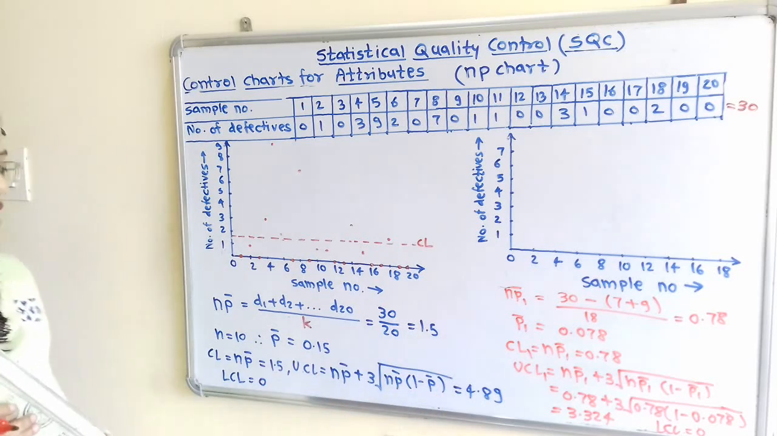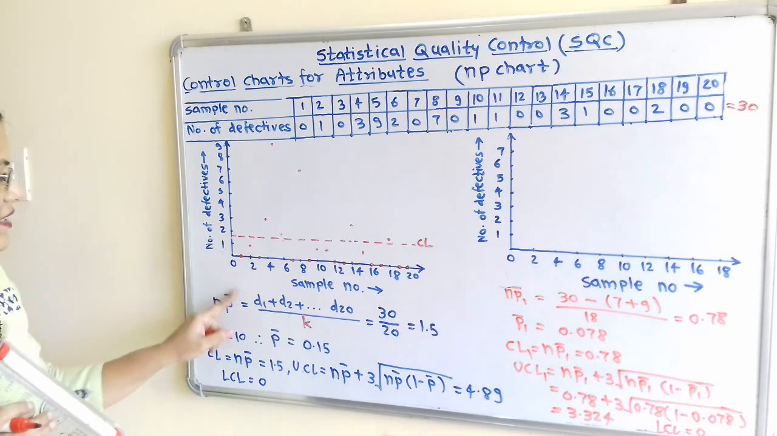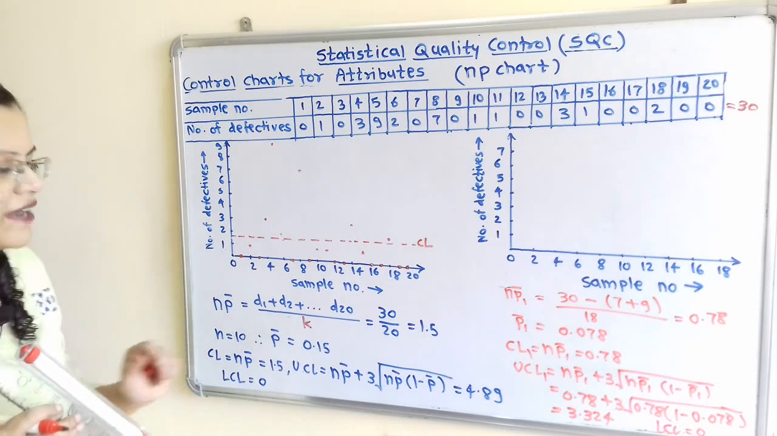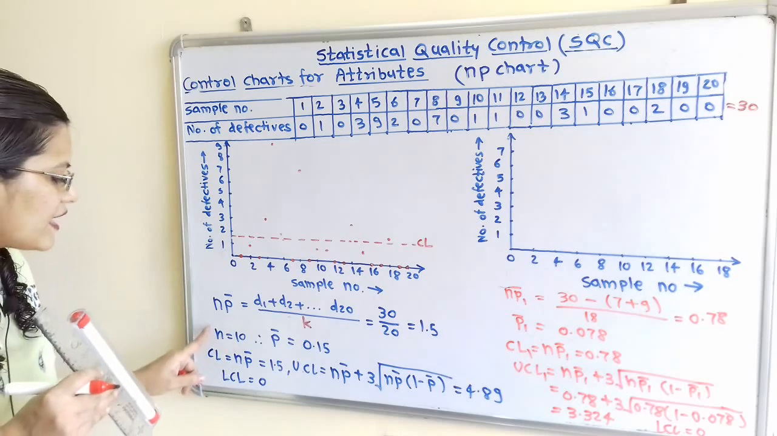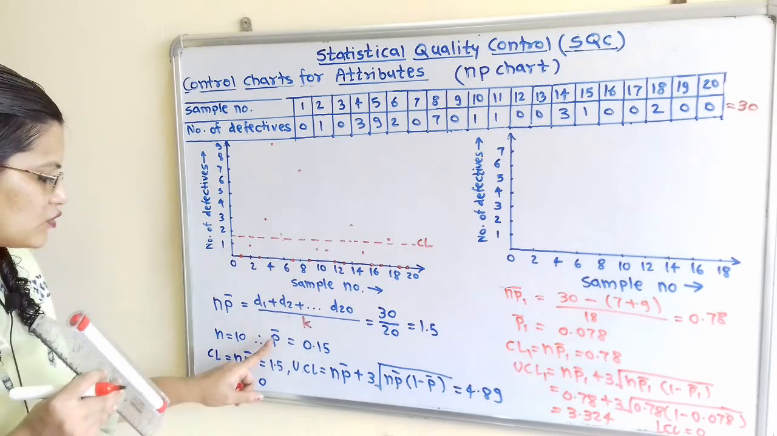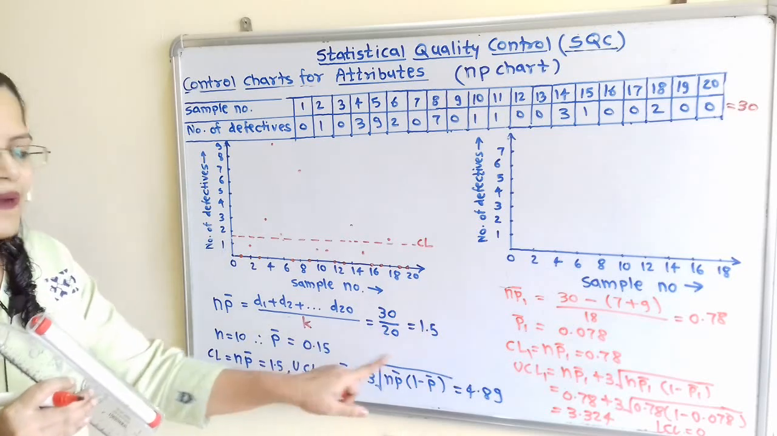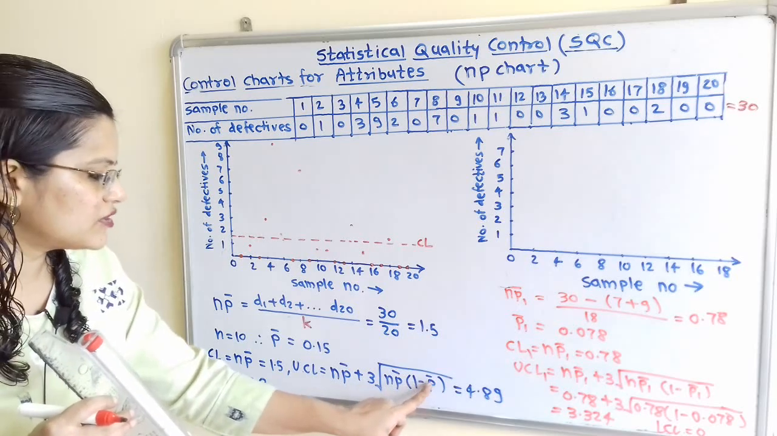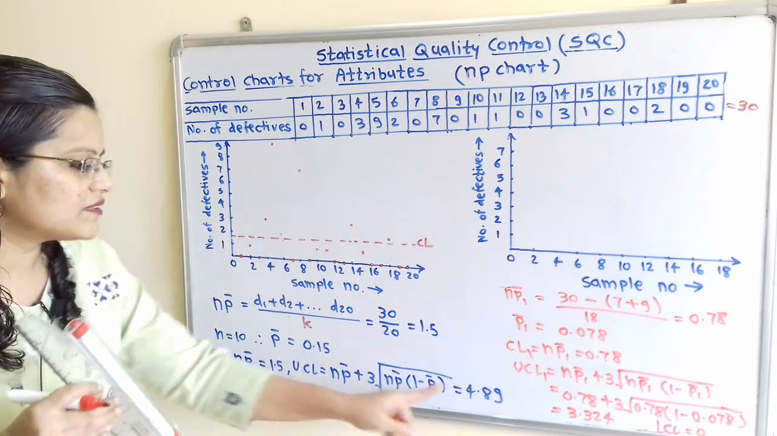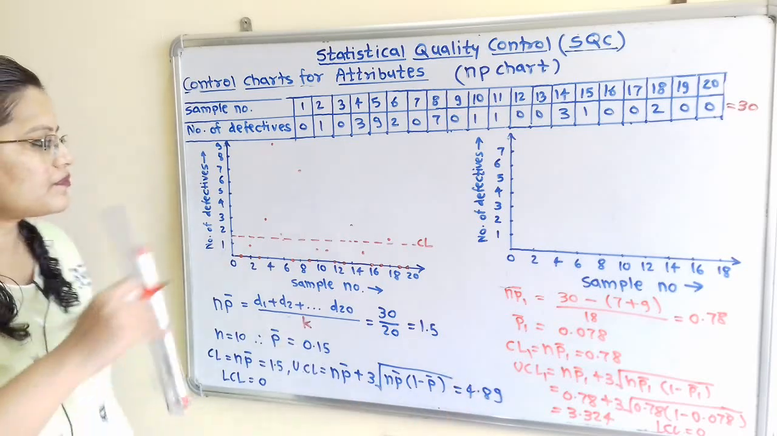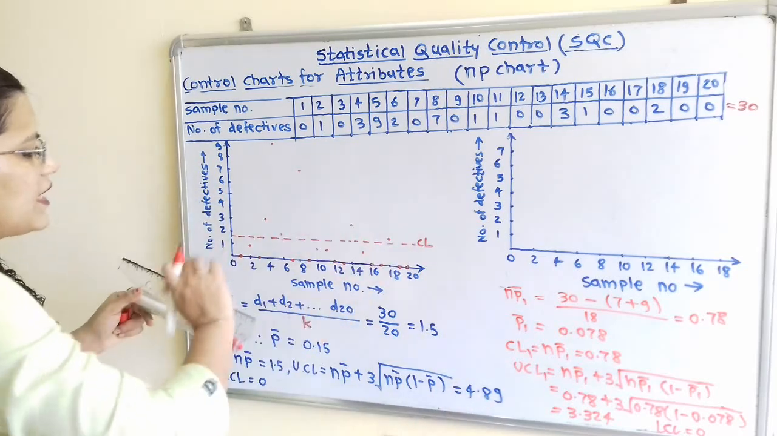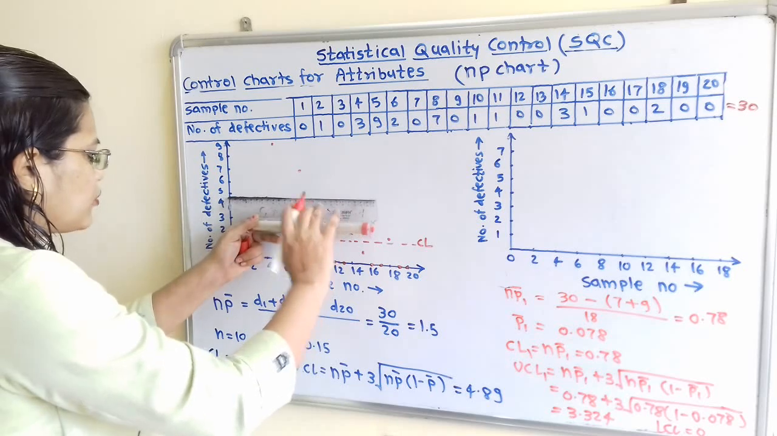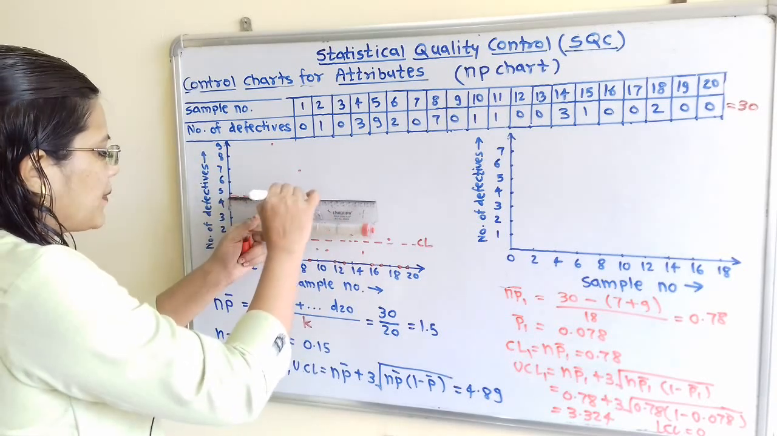How do we calculate the value of P bar? If we divide NP bar by N, then N gets cancelled and we get P bar. The value of N is 10, as mentioned in the question. So P bar is equal to 1.5 divided by 10, which is 0.15. Here we take the value 1 minus 0.15. When we solve this, we get 4.89. So now I will draw one line at 4.89, slightly below 5, which is the upper control limit.